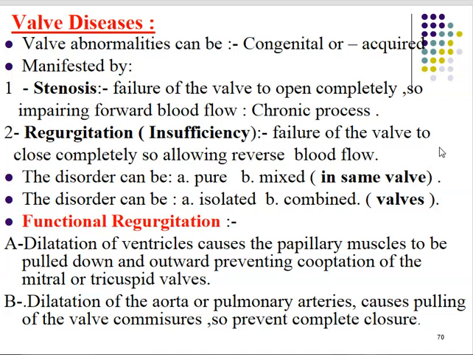Bismillah ar-Rahman ar-Rahim. Our lecture on valve disease. The valve abnormality can be congenital or acquired and can manifest in the form of either stenosis or regurgitation. Stenosis means failure of the valve to open completely, so there is impairment of the forward blood flow, and this is mostly a chronic process.